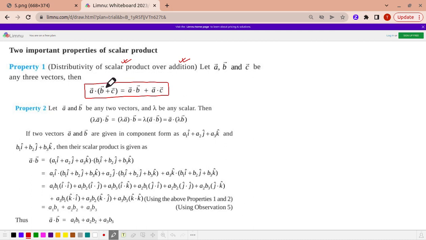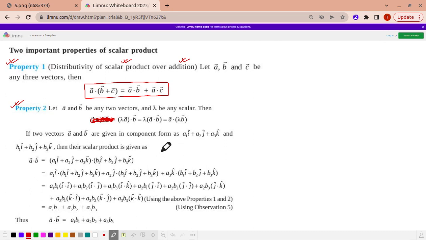Now if we have two vectors A and B, and lambda be any scalar, what we can write is that lambda A dot B is equal to lambda into A dot B is equal to A dot lambda B. So this is the second property. Okay, lambda is a scalar, that is a real number.